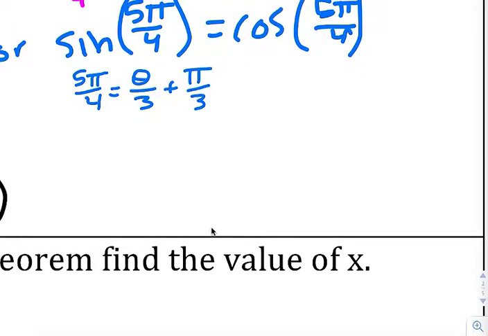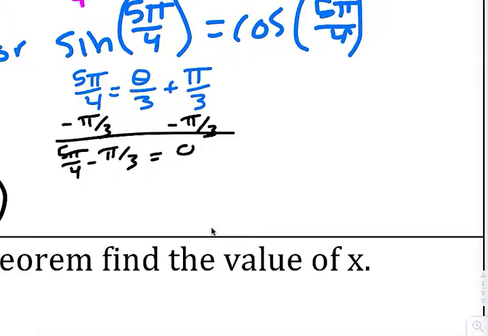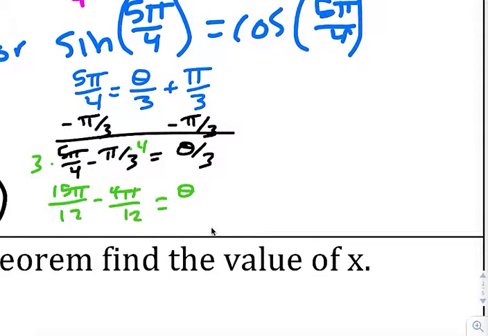All right, so solving for theta, the first thing we're going to do is subtract pi over 3 on both sides. So we have 5 pi over 4 minus pi over 3 is equal to theta over 3. We need like terms again, so we'll multiply the left-hand fraction by 3 and this fraction by 4. And so we end up with 15 pi over 12 minus 4 pi over 12, and this whole thing is equal to theta over 3. So subtraction, 15 pi's minus 4 pi's will leave me with 11 pi over 12 equals theta over 3.